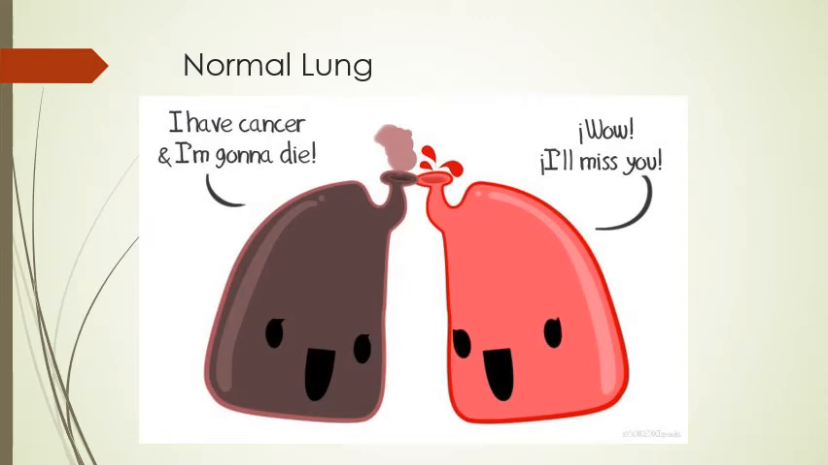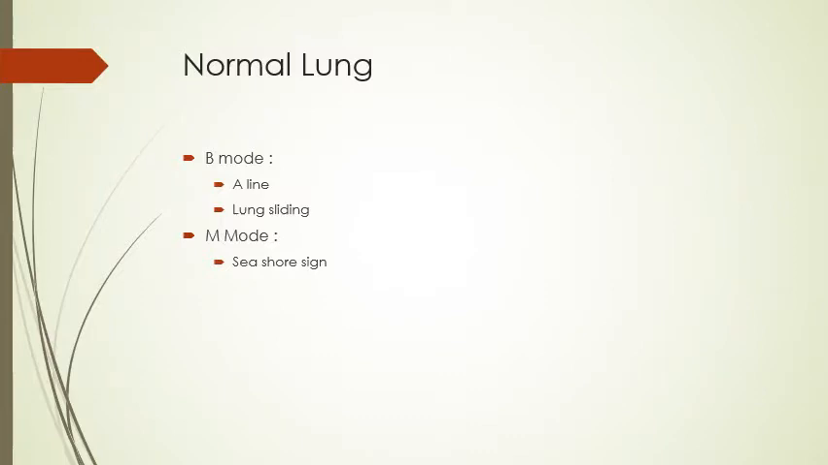Let us begin by examining what a normal lung looks like under lung ultrasound. In this section, we'll be discussing the normal appearance of a lung in B mode, where we'll be looking at A lines and lung sliding, and in M mode, we'll be examining the seashore sign.